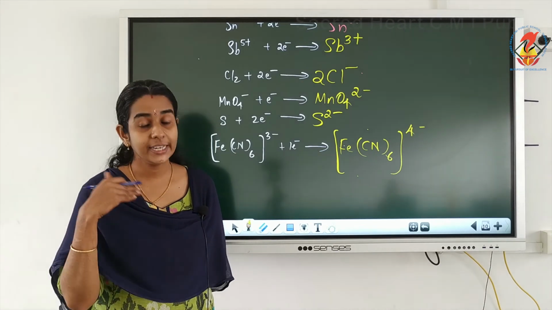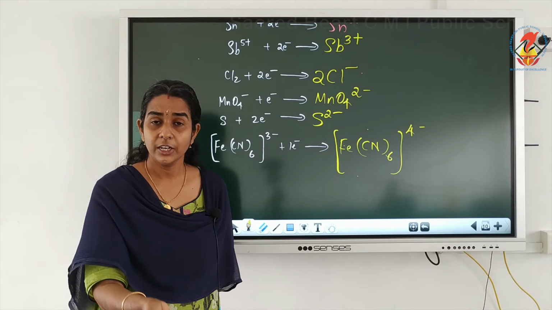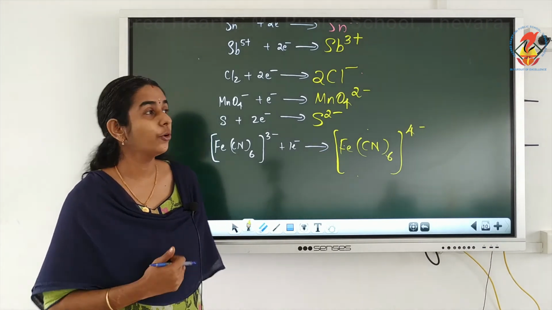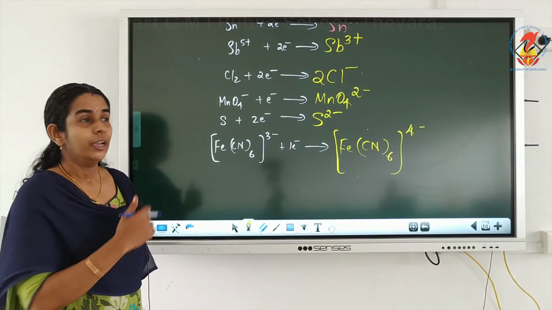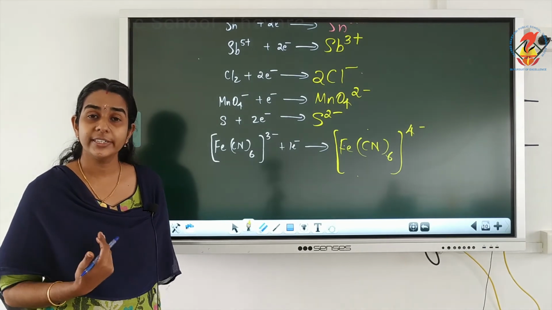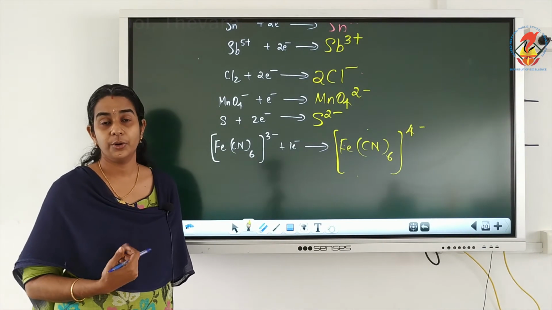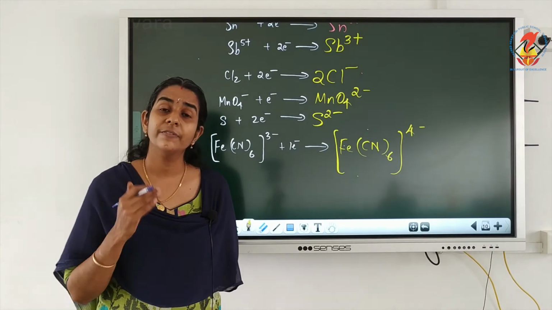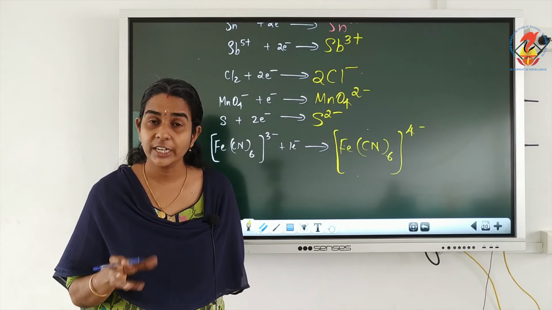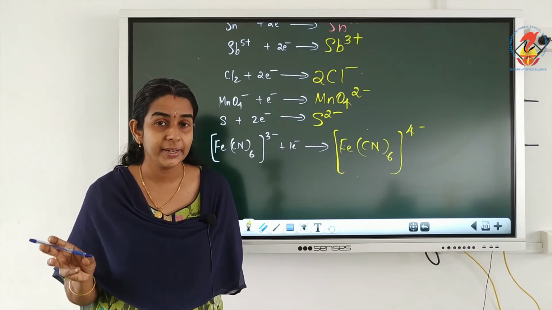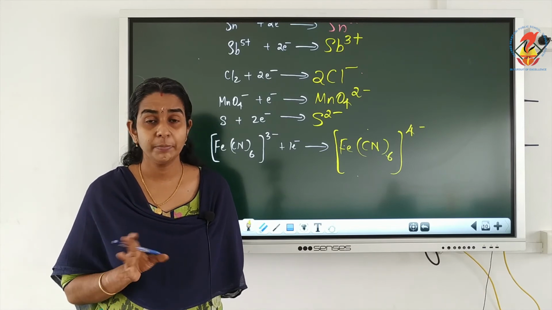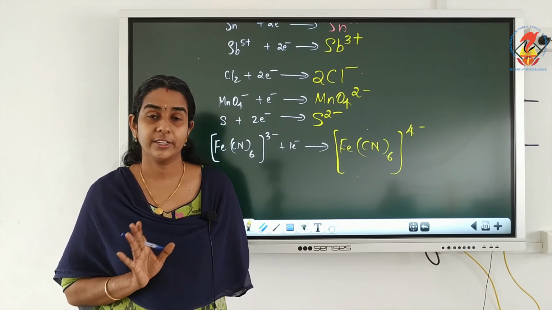When an atom or ion loses electron, what happens? When an atom or ion gains electron, what happens? Now, we know that whenever there is oxidation, there will be reduction, or there is no oxidation without reduction. That means oxidation and reduction are always taking place simultaneously. That means both are complementary reactions.